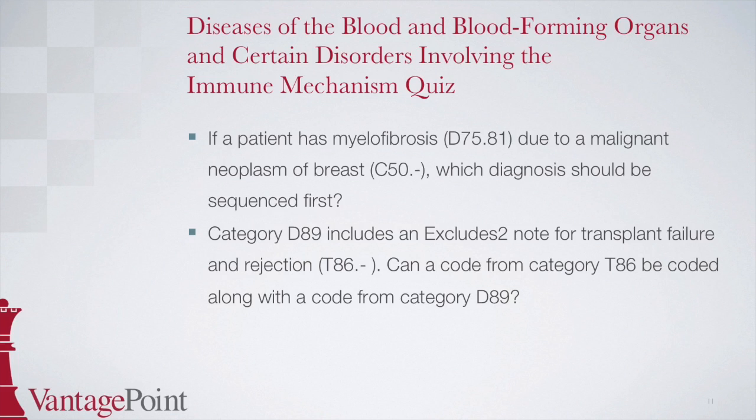The answer to our first question is the malignant neoplasm of the breast. We know this because if you look up D75.81 for the myelofibrosis in the tabular index, the instructional note in red states, code first the underlying disorder, such as malignant neoplasm of breast. The answer to the second question is yes. If you remember from the introduction, excludes 2 means the excluded condition is not part of the condition it's excluded from, but the patient can have both conditions at the same time, meaning both can be coded.